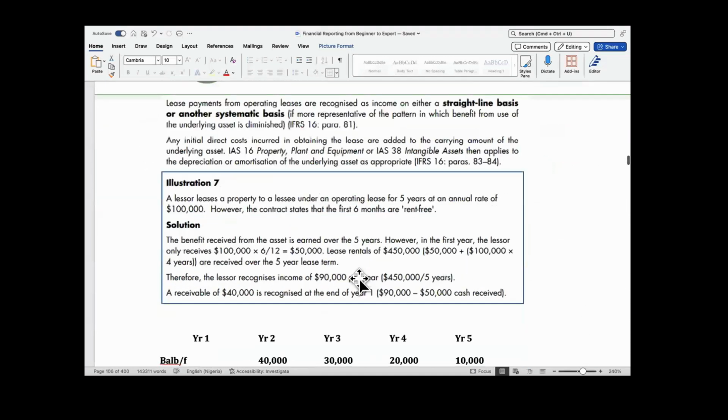Now, let's look at this very short illustration for operating lease. Operating lease is very straightforward. There is nothing difficult about it. If you remember the principle I taught you, I said you recognize operating lease on a straight line basis. You would recognize the rental income on a straight line basis equally every year.